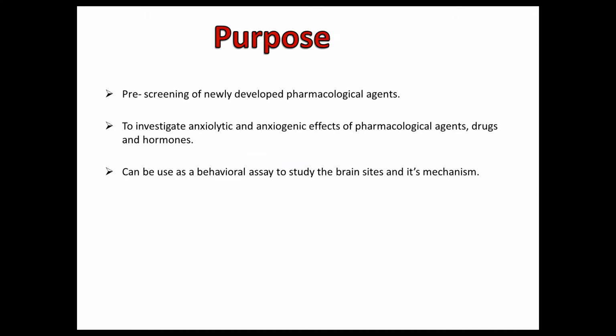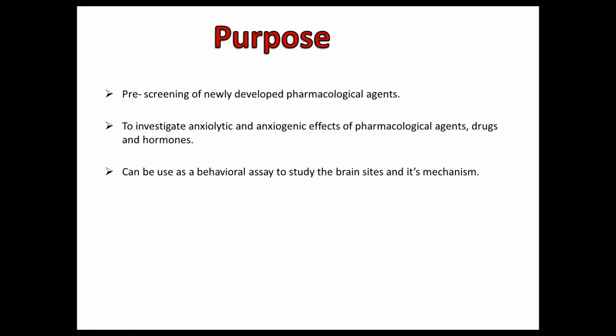The purpose of the elevated plus maze is given as pre-screening of newly developed pharmacological agents for the treatment of anxiety-related disorders, and to investigate the anxiolytic and anxiogenic effects of pharmacological agents, drugs, and hormones.